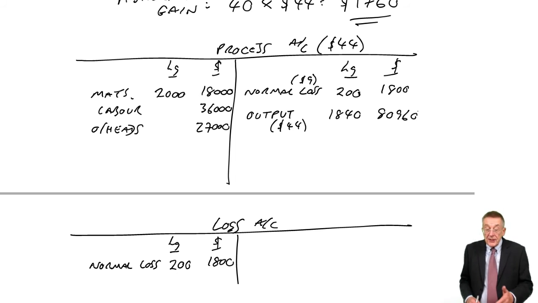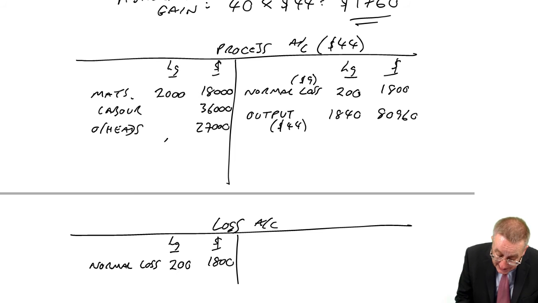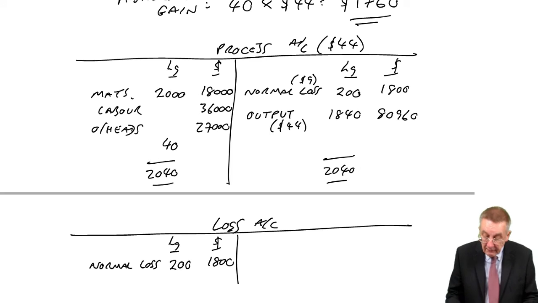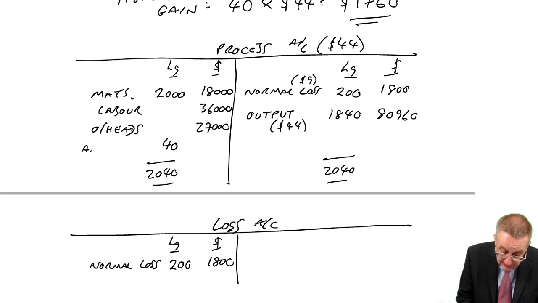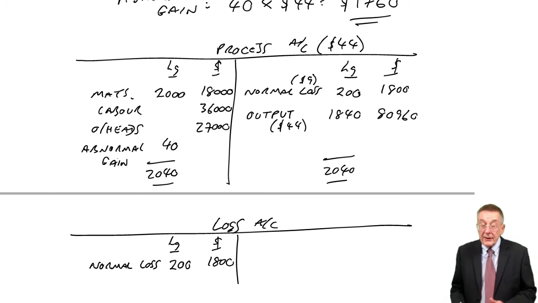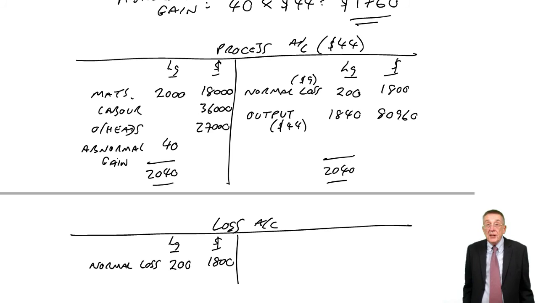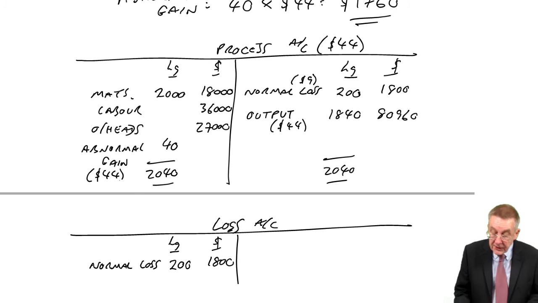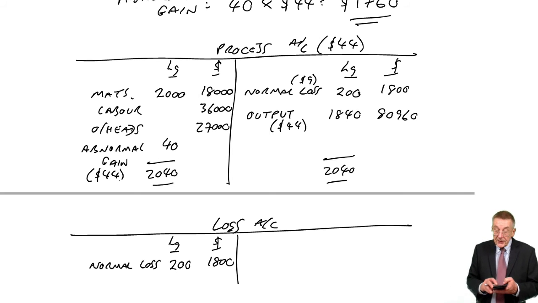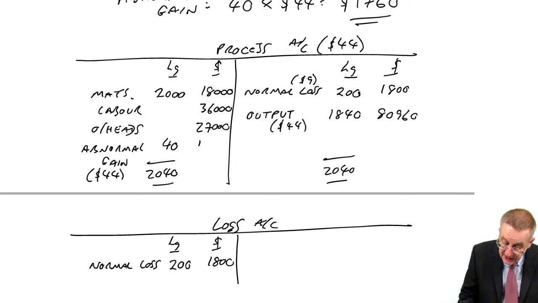The units don't balance. It's 2,000 on one side, 2,040 on the other. The missing figure is here. That missing 40 is our abnormal gain. When it was a loss, it was on the other side. When it's a gain, it's on this side. We've got 40 more units than we actually expected. And just as with abnormal losses, they're valued at full cost per unit. 40 units at 44 is $1,760.